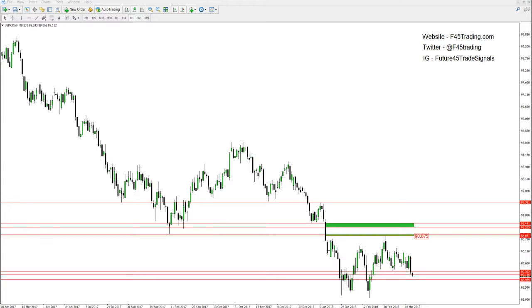I think there's a couple of levels that are going to be very interesting this evening, going into the London Open session, and I'm going to just discuss them here quickly.